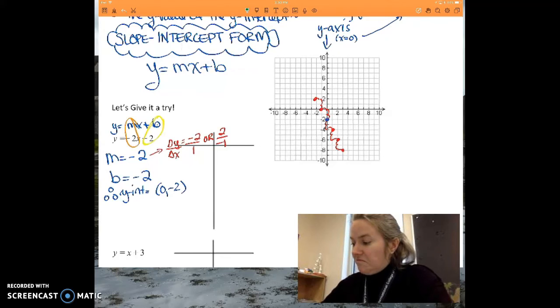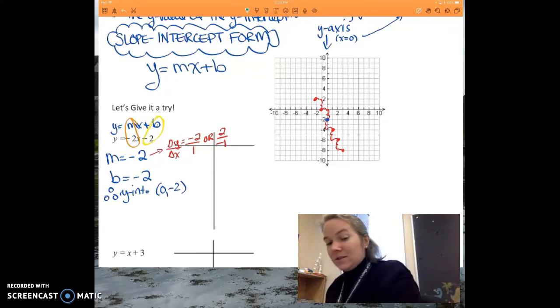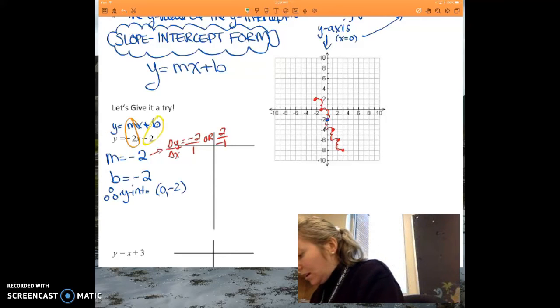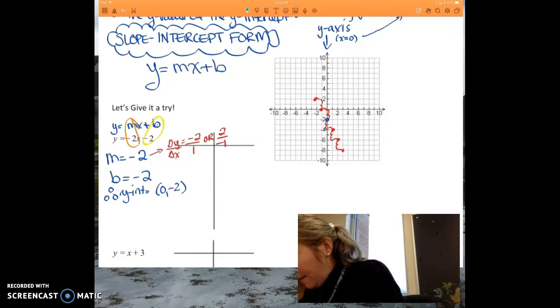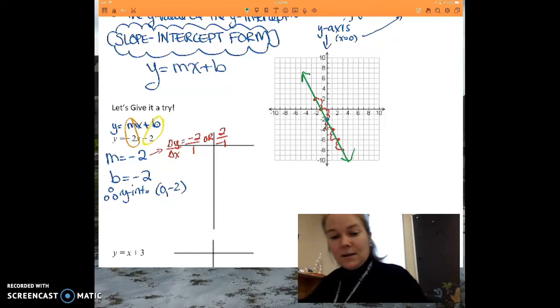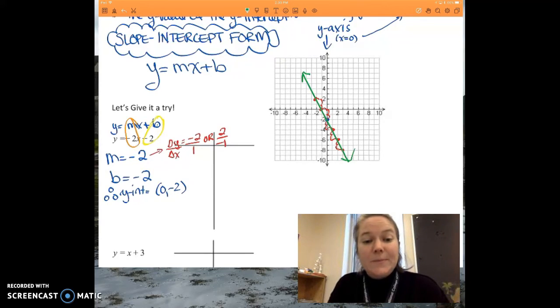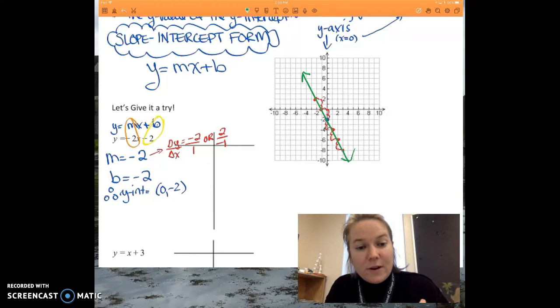Once I have 3 points, 4 points, I can draw my line. I'm going to get my ruler. I'm going to draw my line. Okay, and I'm not going to forget to put the arrows on either side. So I have skipped my table of values completely. And I've gone straight from the equation to the line.